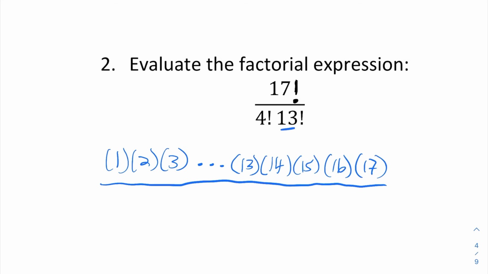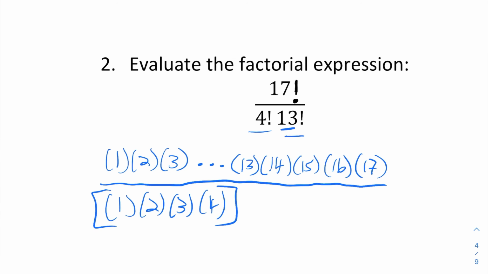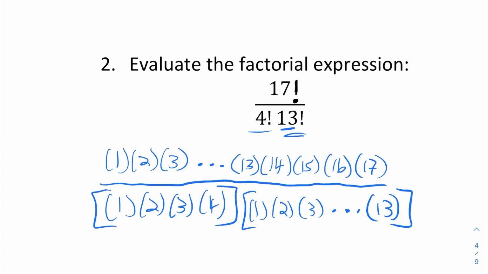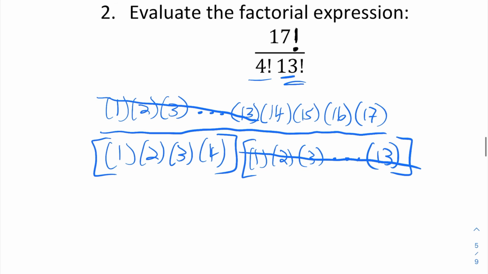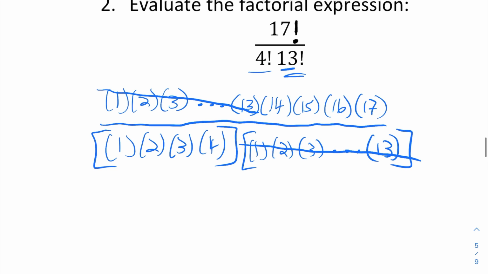Then we have 4 factorial, which is 1 times 2 times 3 times 4. And we also have 13 factorial, which is 1 times 2 times 3, and then we stop at 13. That's why I expanded the numerator the way I did, because these factors 1 through 13 will just cancel with the factors 1 through 13 on top. And you'll be left with just 14 times 15 times 16 times 17 over 1 times 2 times 3 times 4. Some of that can be simplified.